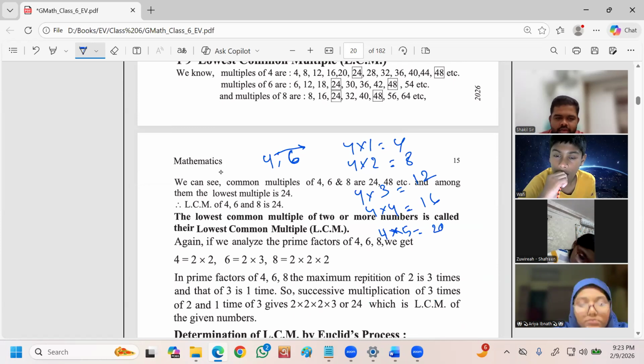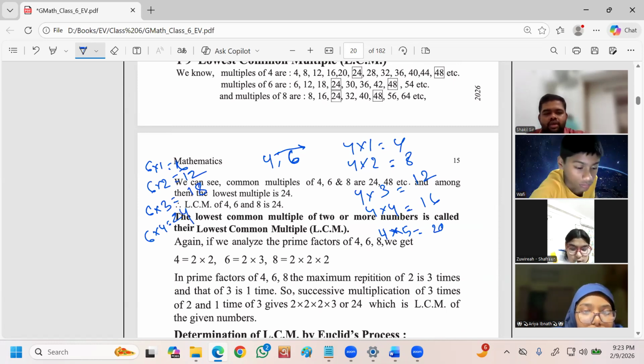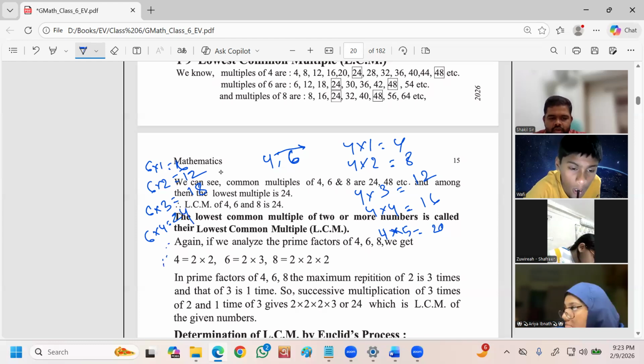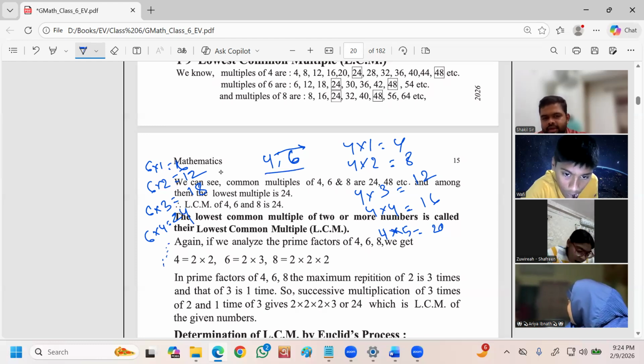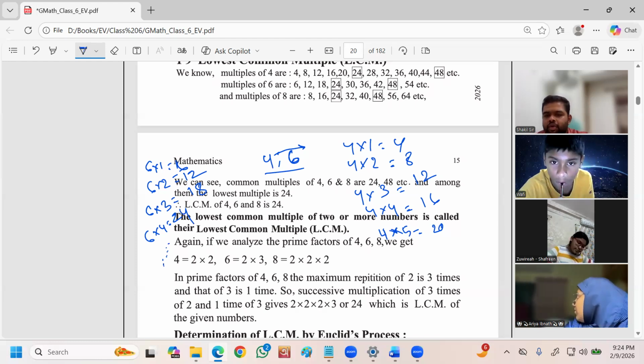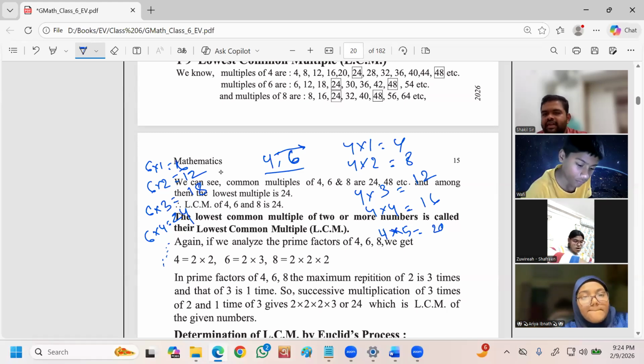Now, what about 6? We can multiply with 1, we get 6. If we multiply 2, we get 12. With 3, we get 18. We multiply with 4, we get what? 24. Right? So there are a lot of numbers like this, which are multiples of 6, right? Now, what LCM does is find the smallest number which is a common multiple of 4 and 6. LCM finds the smallest number that is a multiple of both 4 and 6.